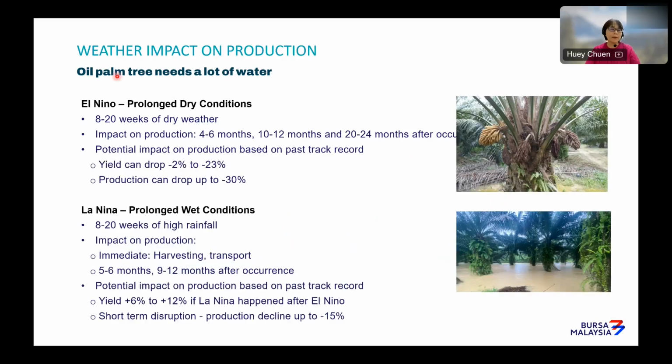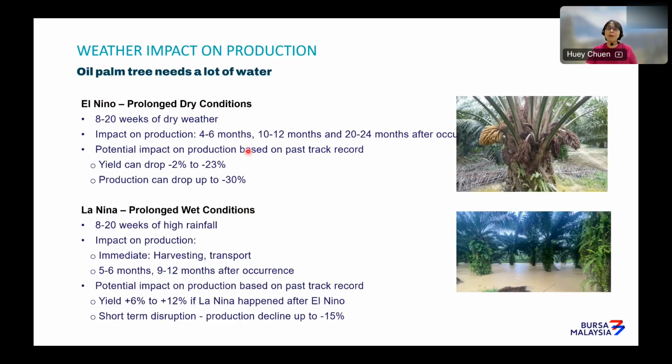And on weather impact, if you recall the previous slide, a couple of slides ago, I always highlight the El Nino event because oil palm needs a lot of water. When it's too dry, there will be an impact on production. The yield will drop, and the production drop can be up to 30%.